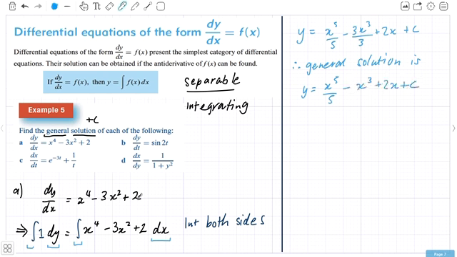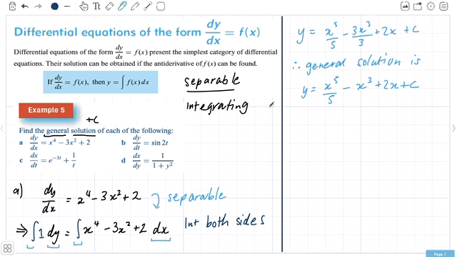So what we've done is we've separated out both the x's and the y's to each side. Generally, whatever is underneath here, bring that up to the right side. So we've separated and then we've integrated both sides to get our general solution.